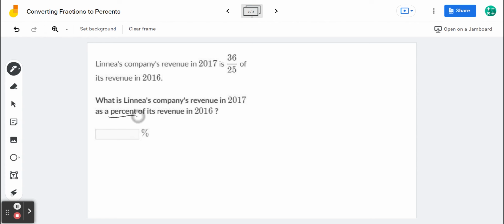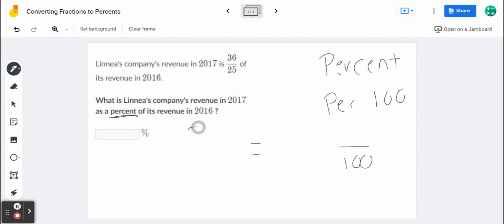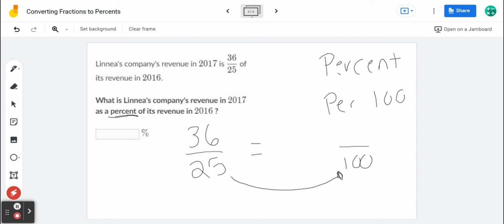So again, the percent. They're asking us to find percent, which means per 100, which means as a fraction with a 100 in the denominator. They tell me that it's 36 over 25. So if I want these fractions to be equivalent, I'm going to need to multiply the numerator and the denominator of this fraction by the same number.